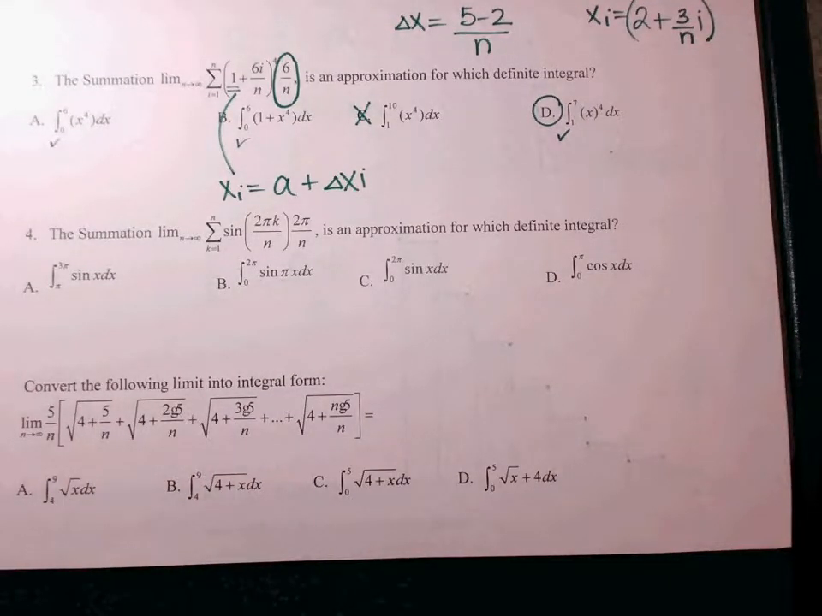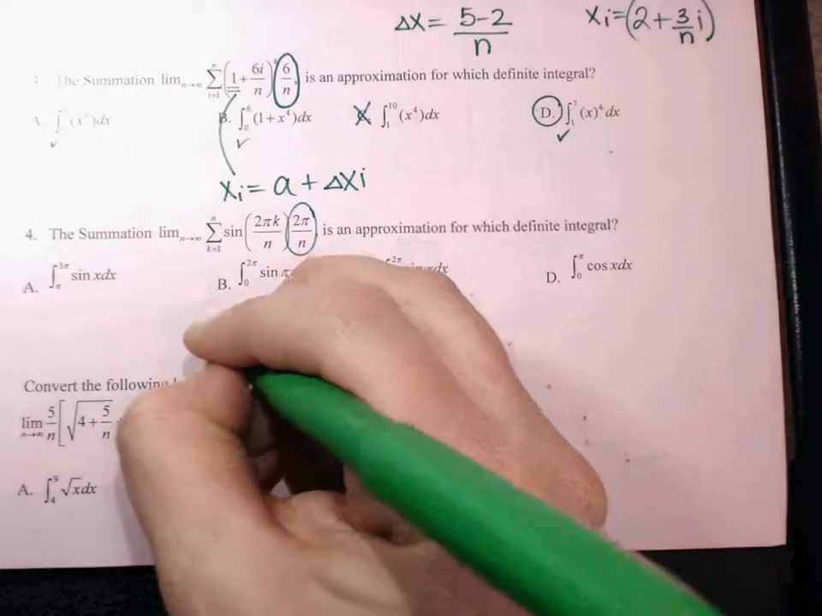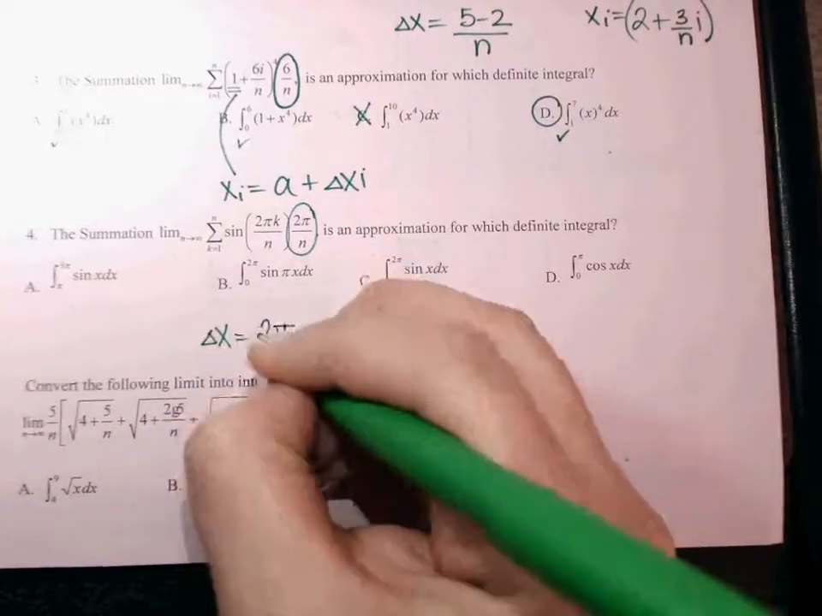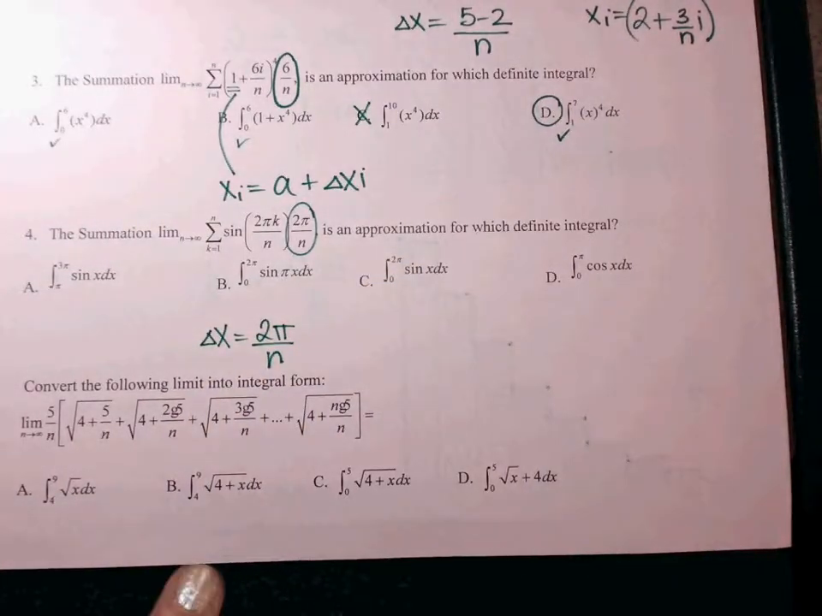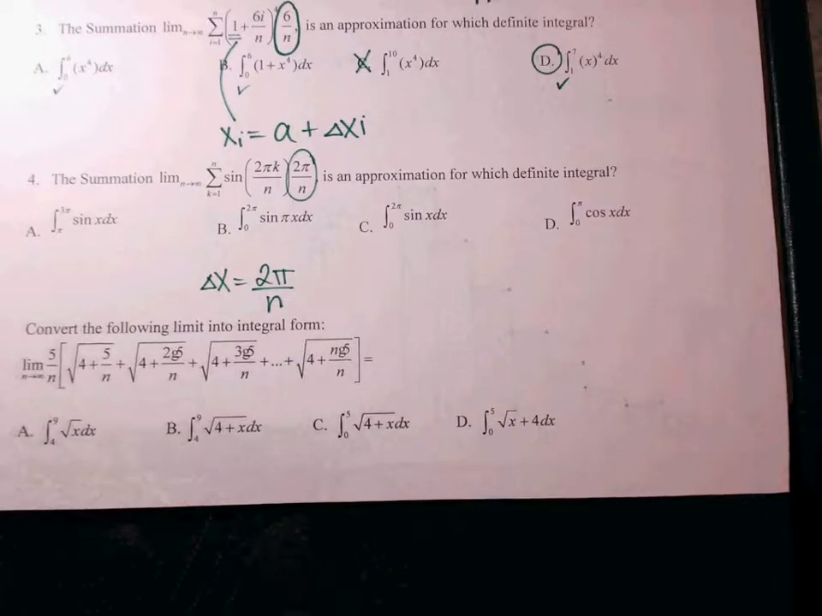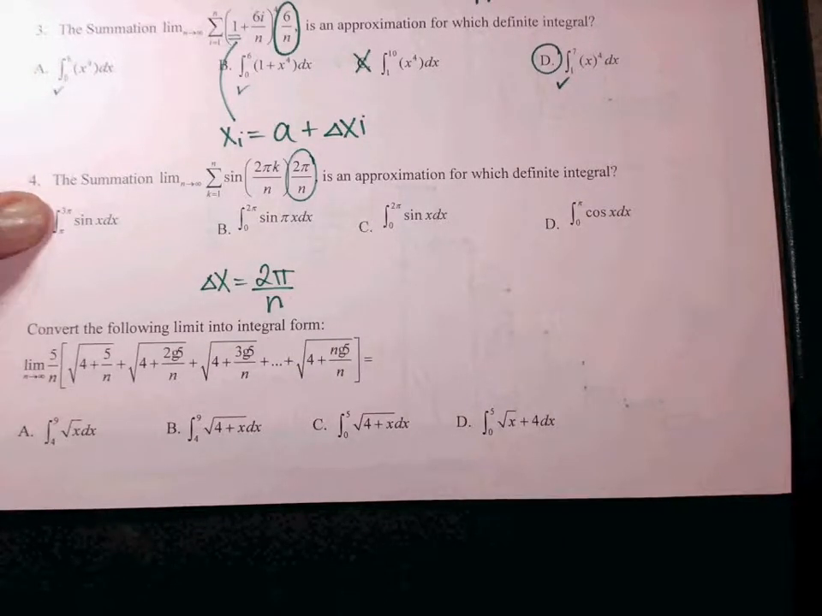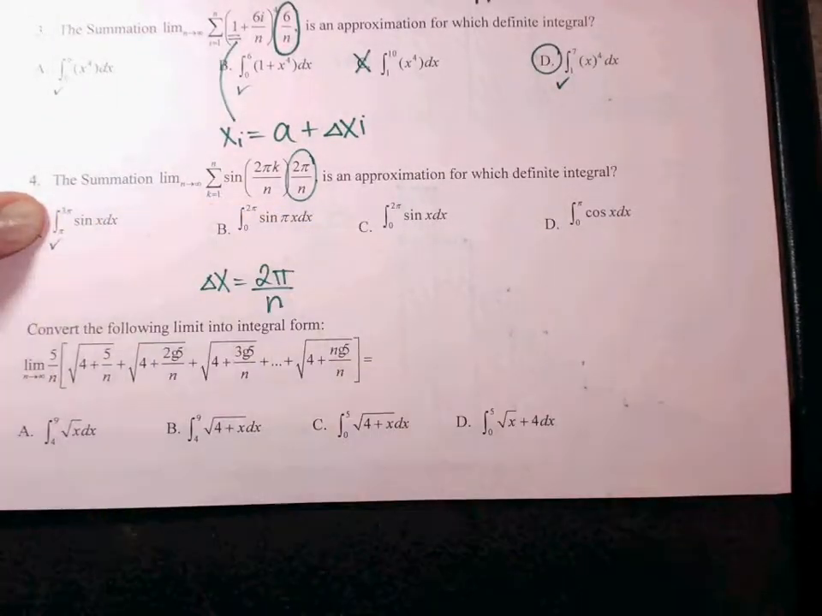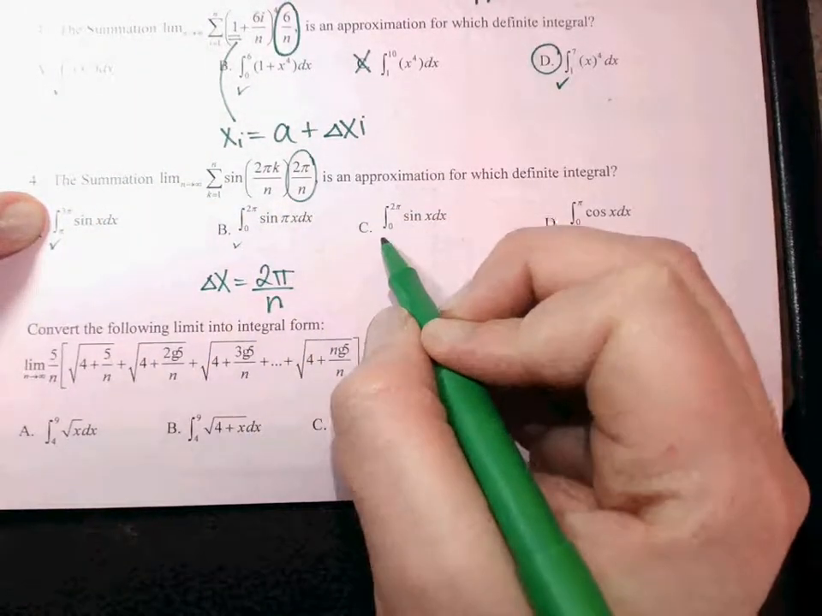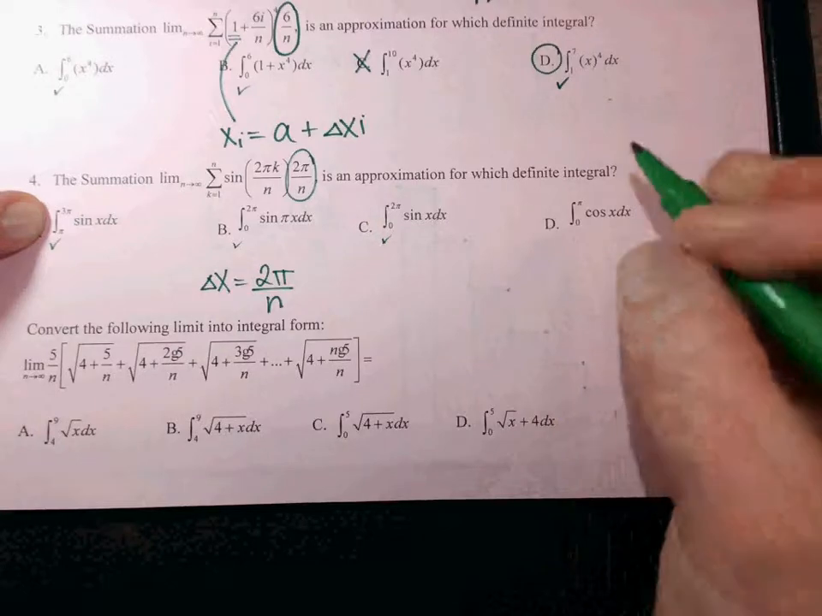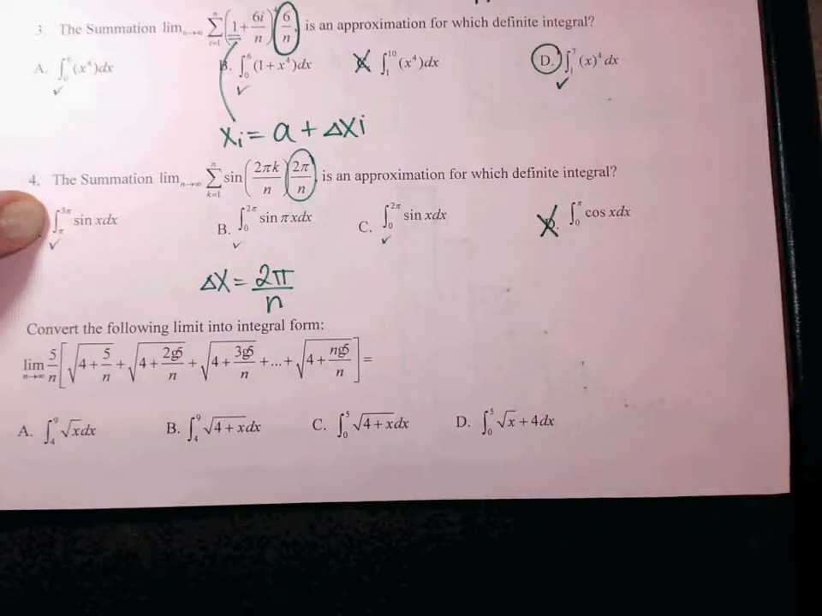Check the next one. How wide should my interval be? 2 pi. Very good. My delta x needs to be 2 pi over n. That means that my a to b has to span a width of 2 pi units. So from pi to 3 pi, is that 2 pi? Yes. 0 to 2 pi is good. What about that one? No. 0 to pi is too short. They didn't go far enough.